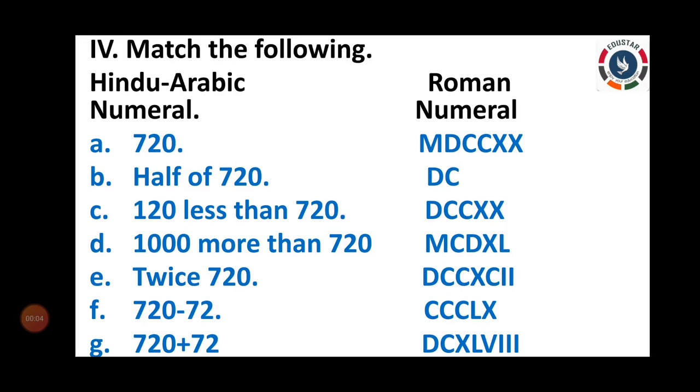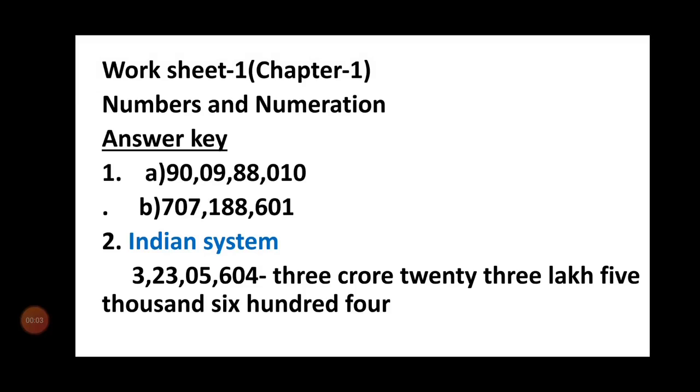Today you have to complete 4 parts, 4 Roman letters in worksheet number 2. I will send the answer key in the next class. Today I uploaded the worksheet 1 answer key in this video. So you just have to check your answer with the answer key. Worksheet number 1, chapter number 1, numbers and numeration. The answer key is given for you. Take your answer sheet and check your answer with the answer key.